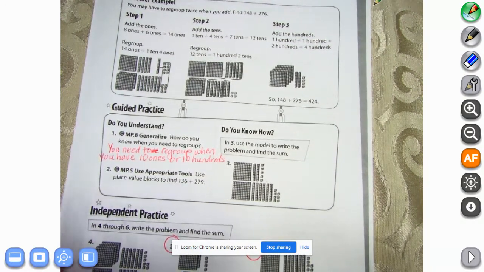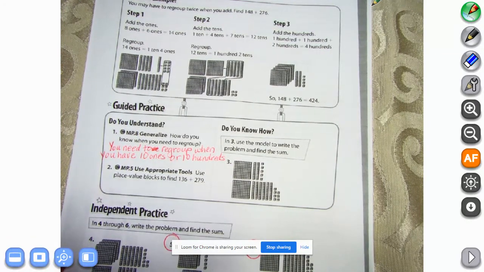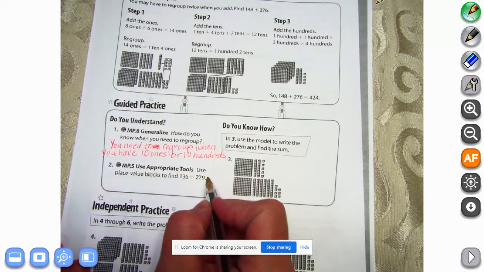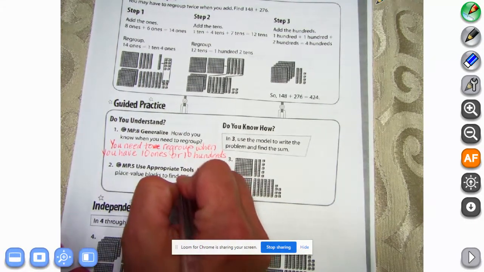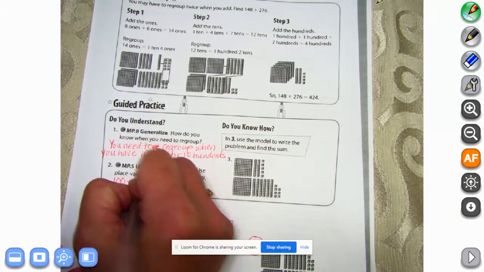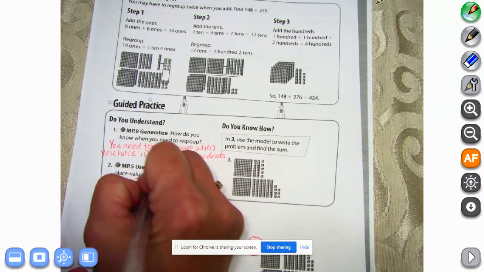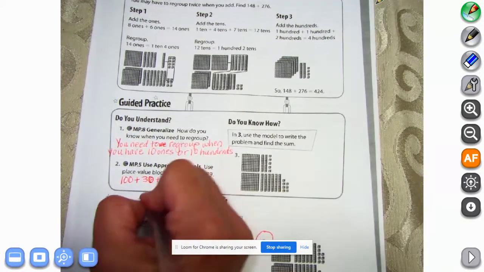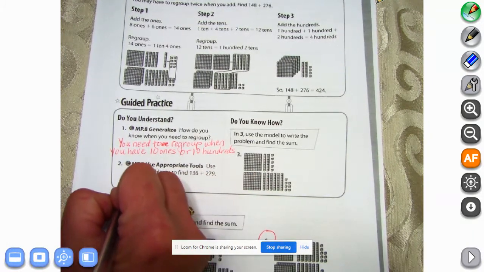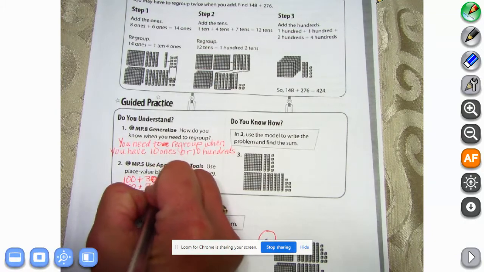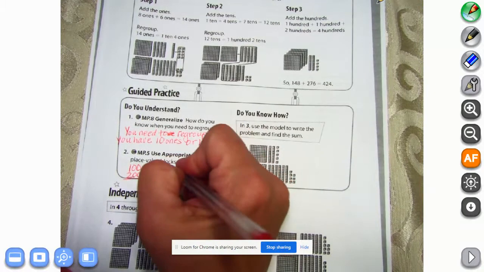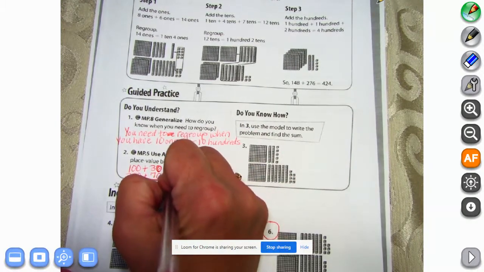Use place value blocks to find 136 plus 279. So this is how we're going to write them. We're going to write our hundreds, our tens, and our ones together. So for 136, we have 100 plus 30 plus 6. And 279, we have 200 plus 70 plus 9. Okay, so when we go to add these, 6 plus 9 actually equals 15.